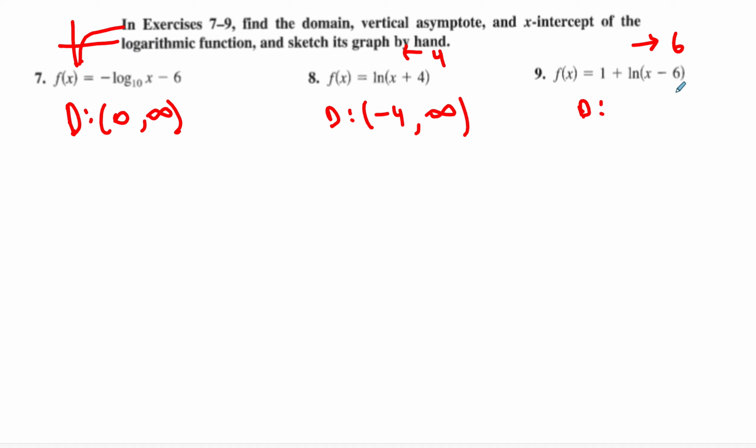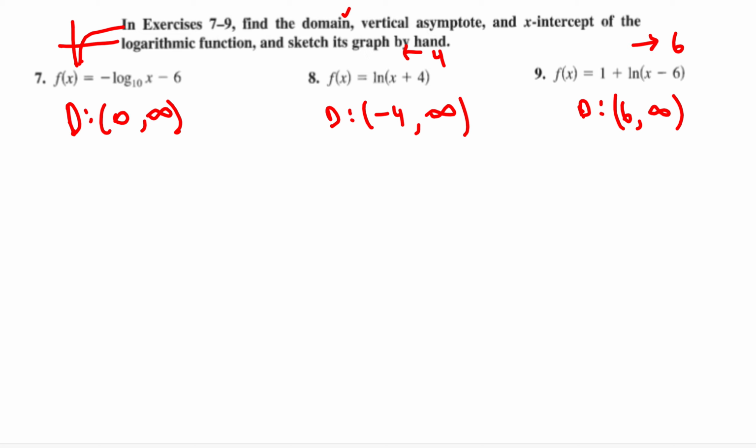The other way to look at this is, can we take the natural log of 0? No, we can't, so that's our limiting factor. But that means 6 and higher, because 6 minus 6 is 0. Anything past that is going to be okay. So that takes care of the domains.